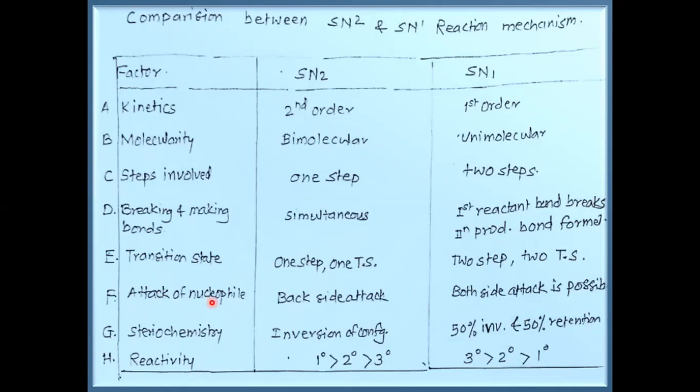Next factor, attack of the nucleophile. In SN2 it is a backside attack, and in SN1 attack from both sides is possible because of planar geometry. What is the stereochemistry of the product? In SN2, 100% inversion of configuration occurs, and in SN1, 50% inversion and 50% retention of configuration occurs. About reactivity, primary alkyl halides are more reactive than secondary, then tertiary, for the SN2 reaction, and for SN1, tertiary alkyl halides are more reactive than secondary, then primary.